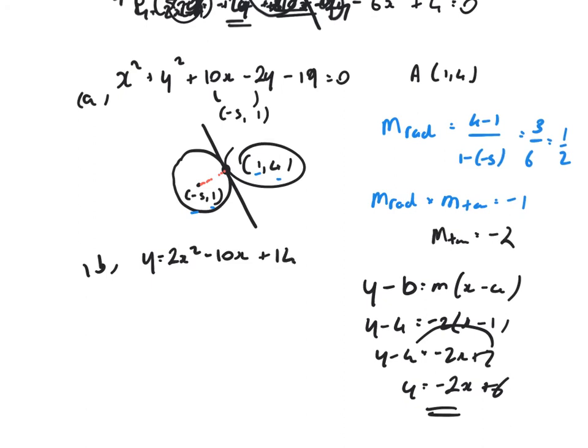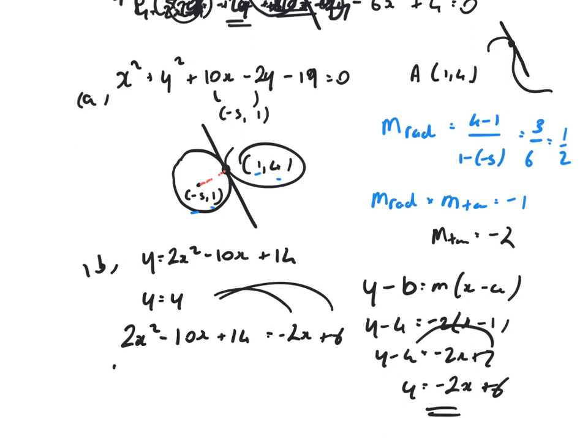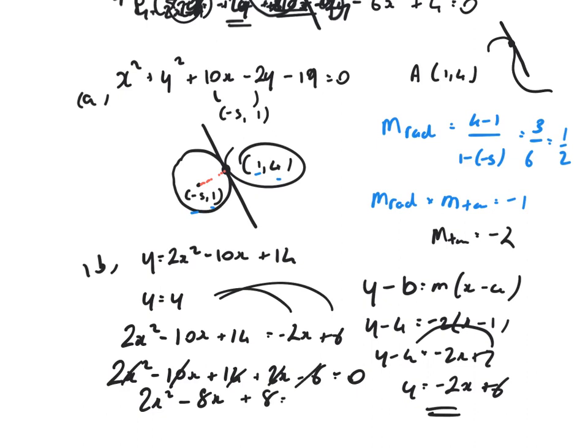Okay, so we've got another curve, and we need to prove that tangency exists. For a tangent to exist, we'd have one point of contact, so we can make y equal to y. 2x² − 10x + 14 = −2x + 6. Let's make it equal to 0. 2x² − 10x + 14 + 2x − 6 = 0. Let's tidy that up. That'll be 2x² − 8x + 8 = 0.